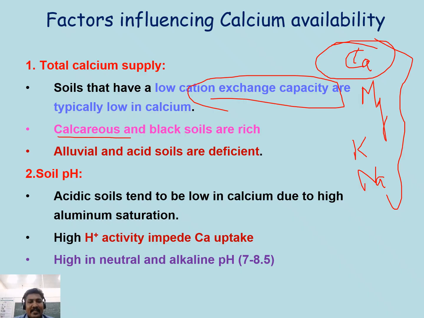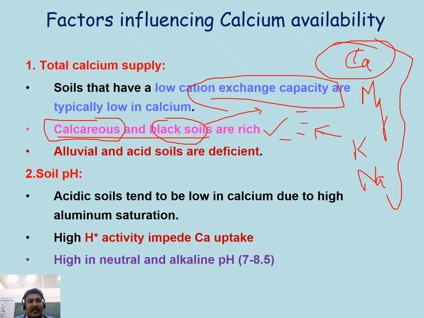But calcareous and black soils are rich in calcium. Calcareous soil is calcium rich, and black soil naturally has more calcium because it has a greater amount of clay. Clay has a negative charge. Due to that negative charge, positive ions can be easily adsorbed through isomorphous substitution.